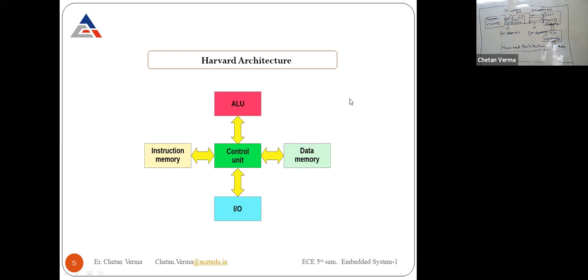Previously, I have drawn the diagram of the von Neumann, and right now this is a diagram of the Harvard architecture from the basics criteria, whenever there is enhancement of the processors and the microcontroller architecture.